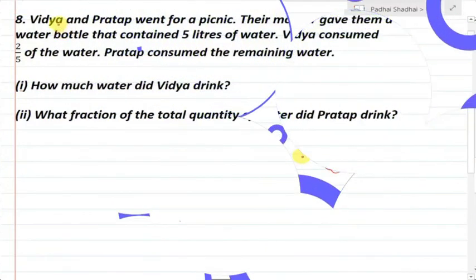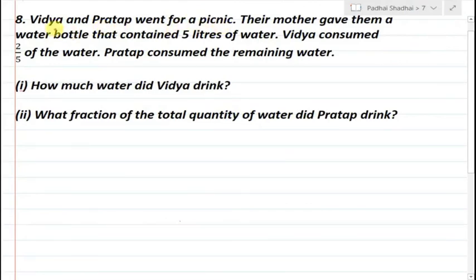Okay, so let us move further. 8th question. Vidya and Pratap went for a picnic. Their mother gave them a water bottle that contained 5 liters of water. Vidya consumed 2 by 5 of water. Pratap consumed the remaining water. How much water did Vidya drink, and what fraction of the total quantity of water did Pratap drink? So let us solve it.